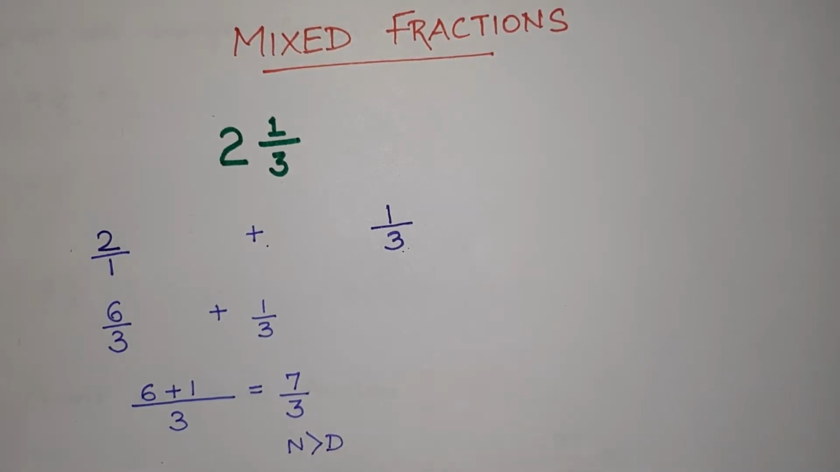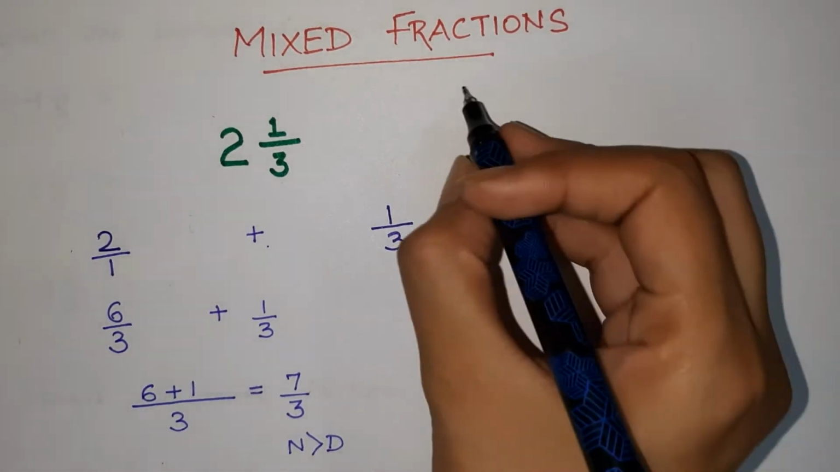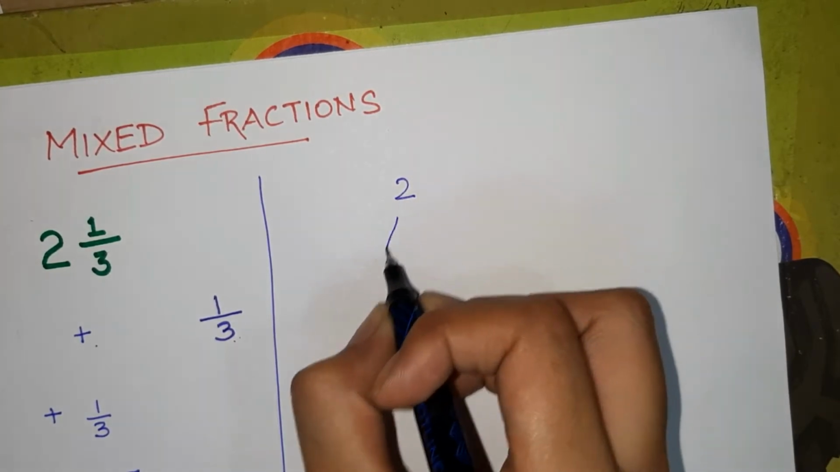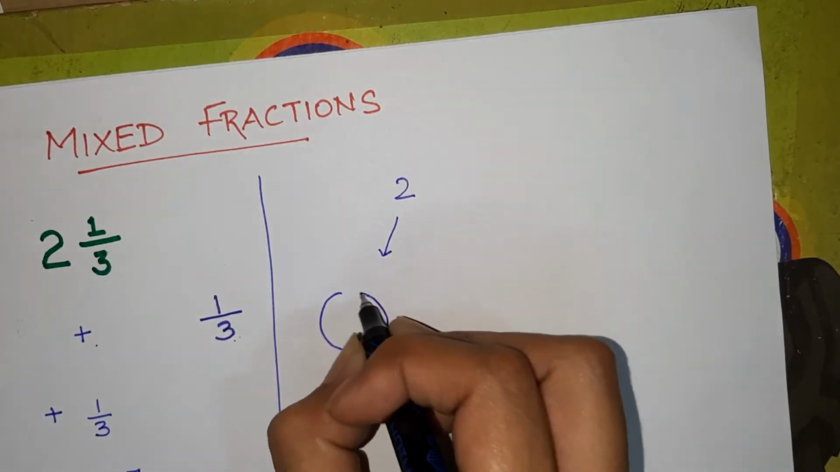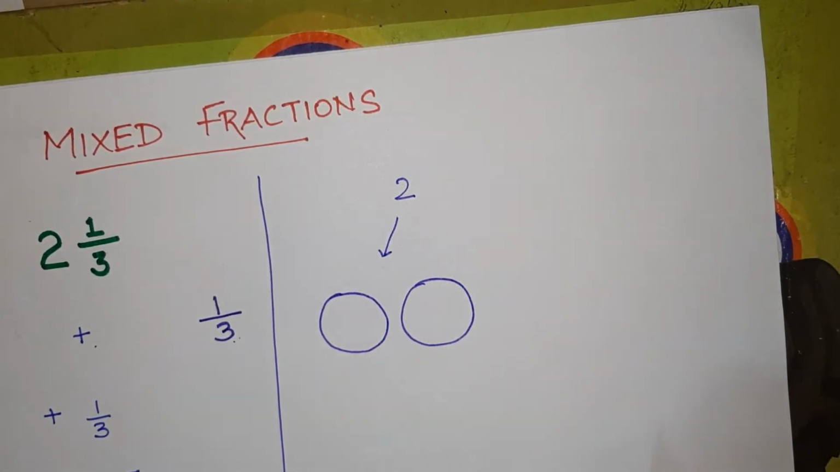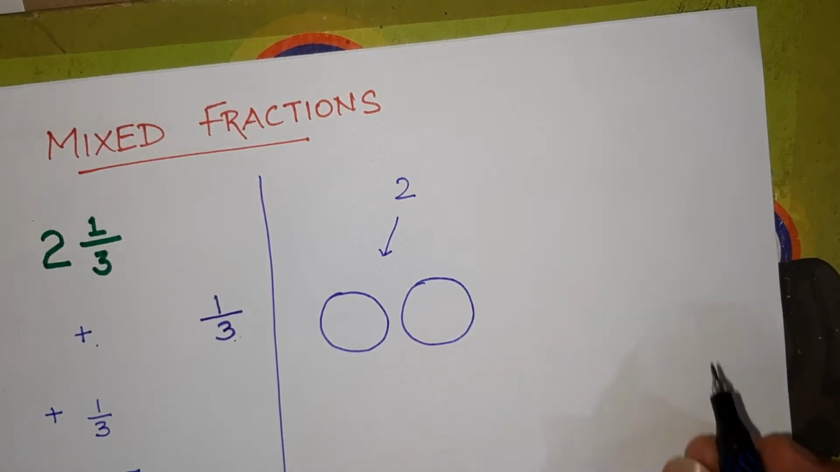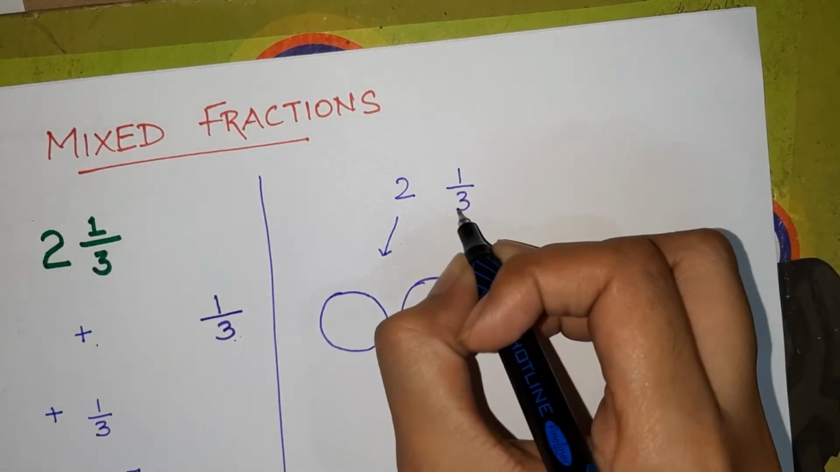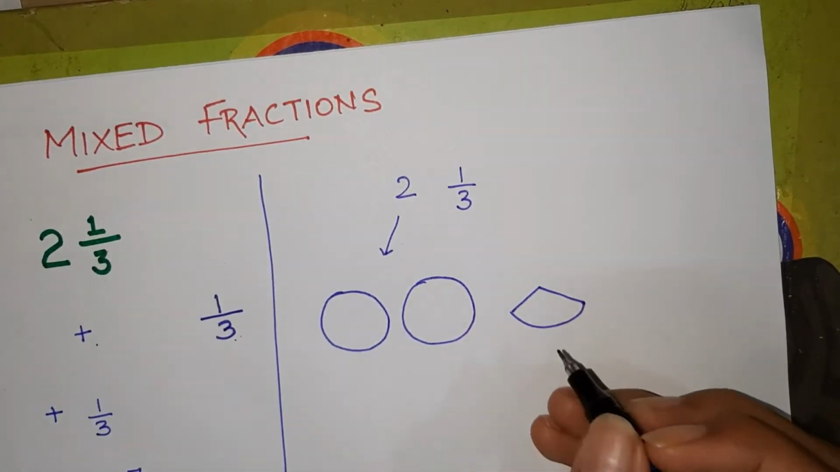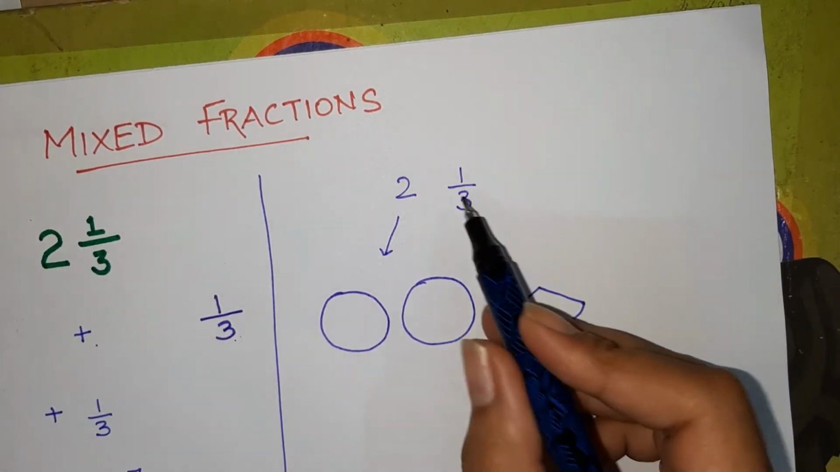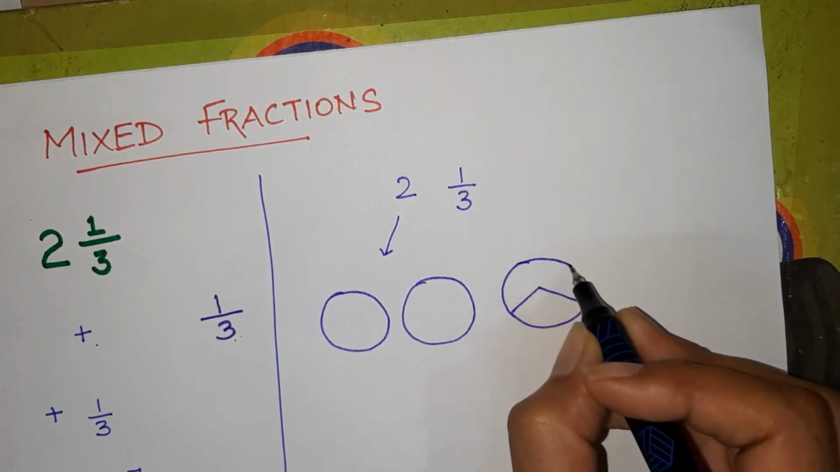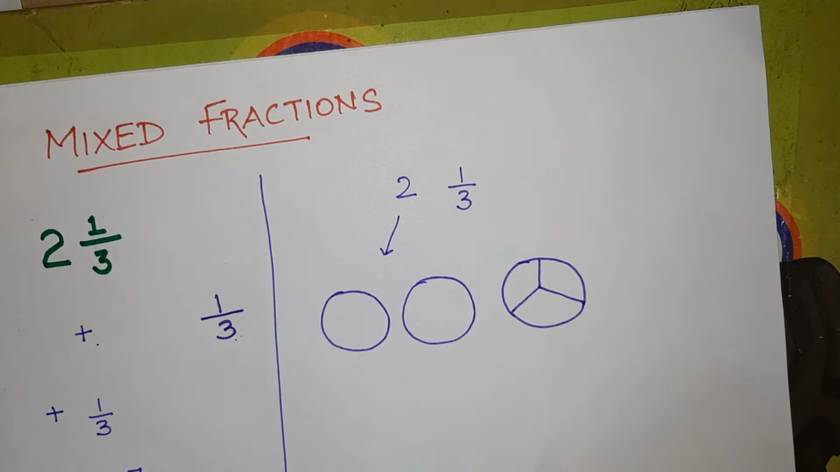Let's look at a very interesting way of understanding mixed fractions. 2, 1 by 3. We represent this 2 as 2 wholes, or we can say 2 whole pizzas of the same size. What about the fraction part? 1 by 3. We can use 1 by 3 part as the fraction part is 1 divided by 3 equal parts. If there is another whole pizza, we will divide it into 3 equal parts.